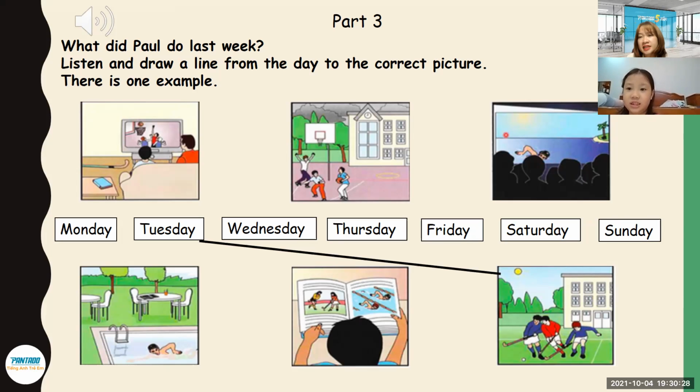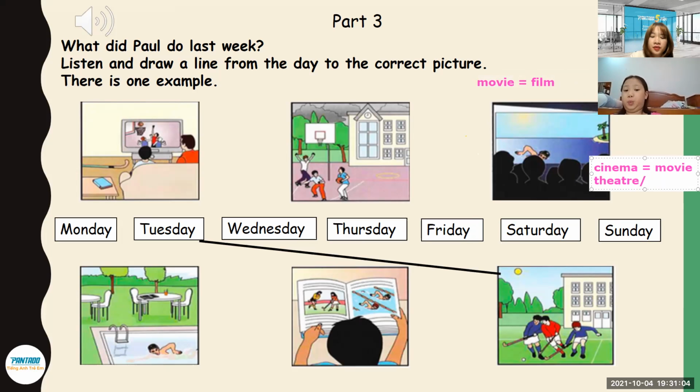So you see, this is a movie. You know movie? The same meaning as film. So this is a cinema. Yes, this place we call cinema, or we say the movie theater. Yes, movie theater. We have two ways to write the word theater. We can say theater with R-E or E-R is okay.